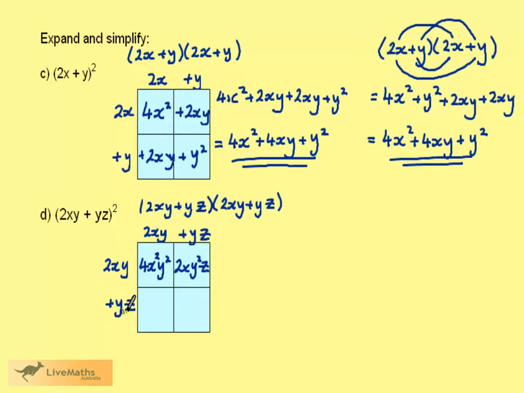The same here. We have plus 2x y squared z. Plus yz times plus yz is plus y squared z squared. So we have 4x squared y squared plus 2xy squared z plus 2xy squared z plus y squared z squared.